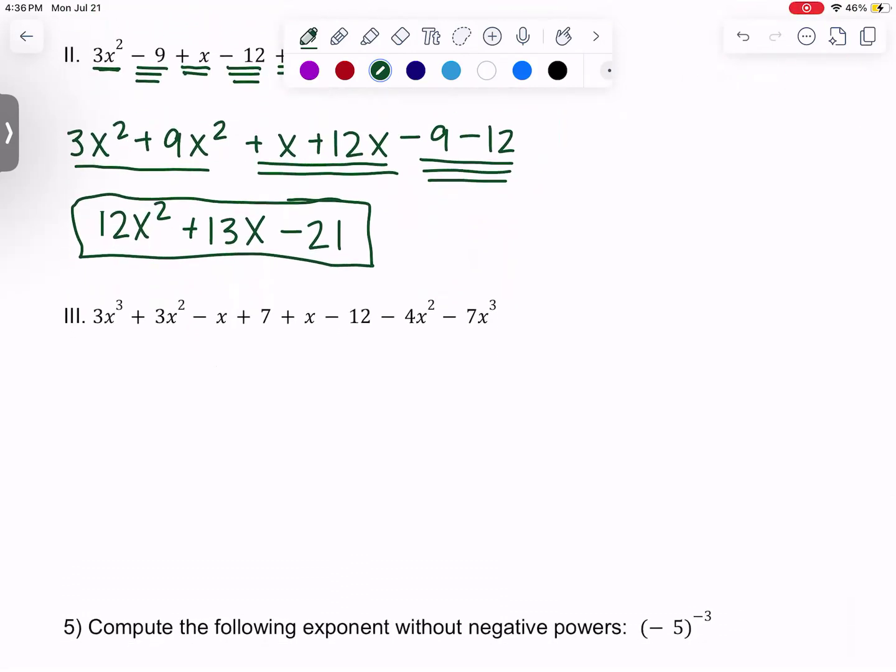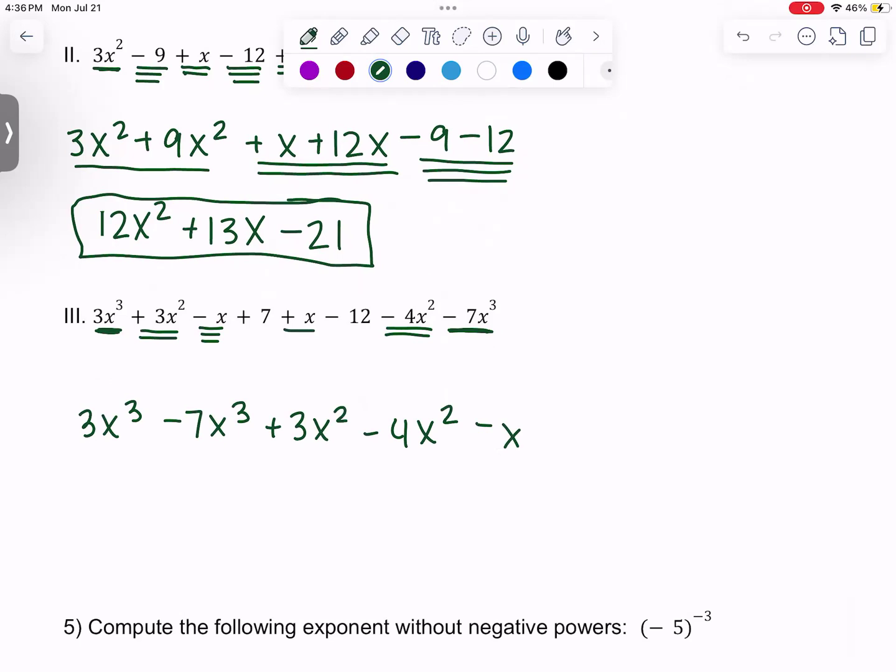Next, highest degree looking from left to right is x to the third. So 3x to the third minus 7x to the third. Then 3x squared, underline it 2 times. Minus 4x squared, underline it 2 times. Minus x plus x, underline those 3 times. And then box your constants. Plus 7 minus 12.